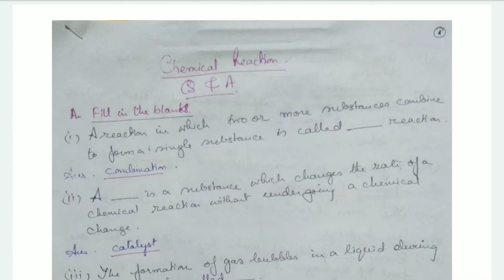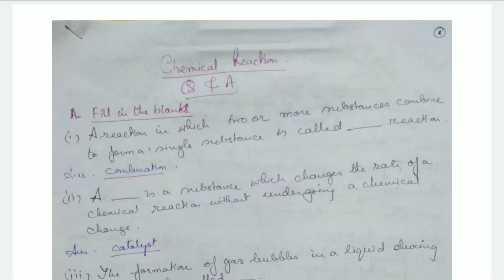Kasturi Day. Today I'm going to discuss the chemical reaction question answer section. Okay, so I'm starting with today the fill in the blanks of this chapter according to ICSE syllabus class 8. Fill in the blanks: a reaction in which two or more substances combine to form a single substance is called a combination reaction.